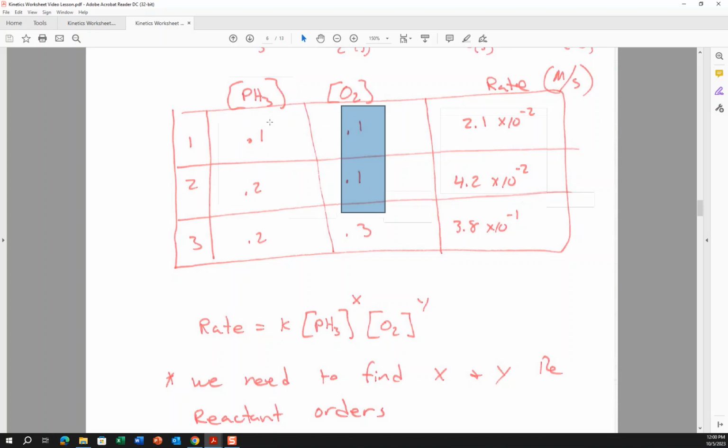Okay? So what did we do? We doubled the concentration. We went from 0.1 to 0.2. And what happened to the rate? It doubled. It went from 2.1 to 4.2, both times 10 to the negative 2. So the rate also doubled. So we doubled the concentration and the rate doubled. That tells us that pH3 is first order. So this X is a 1 in my rate equation.